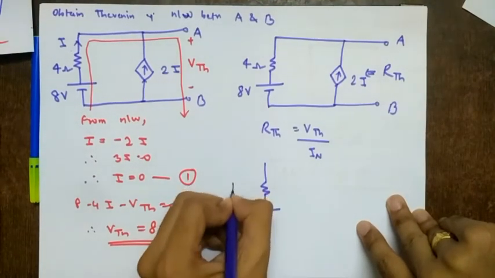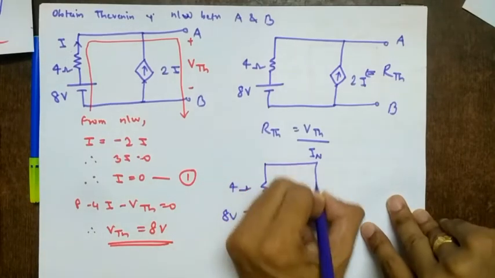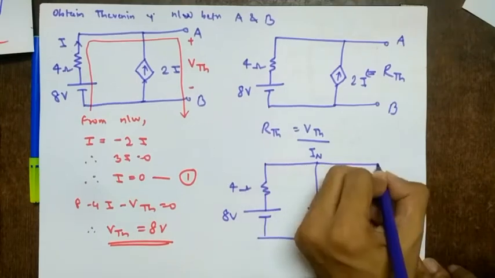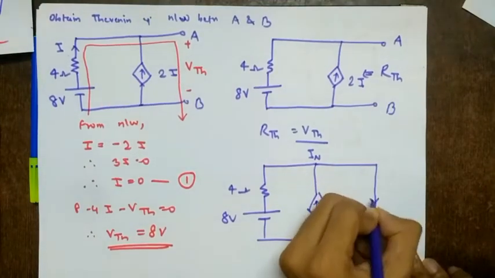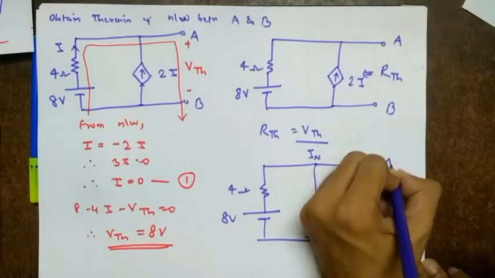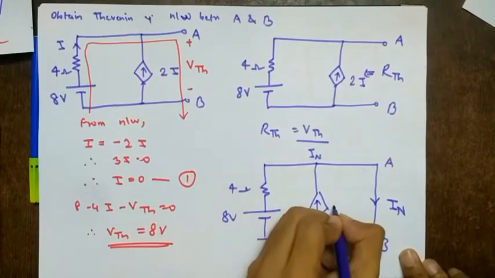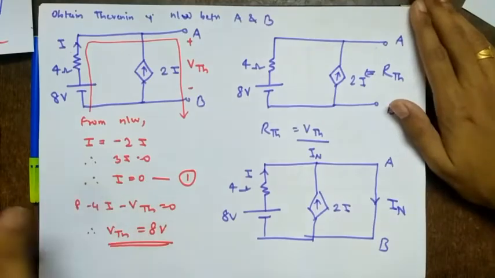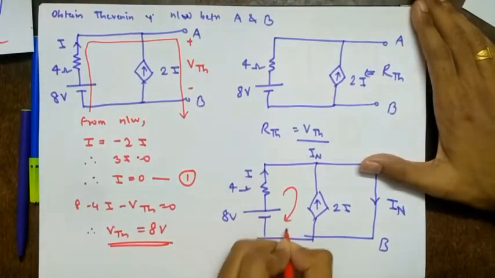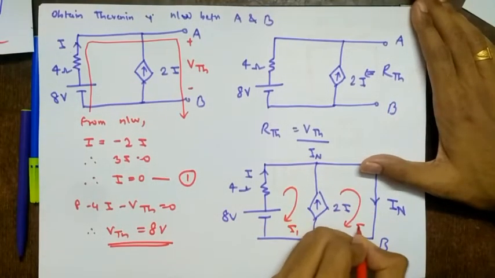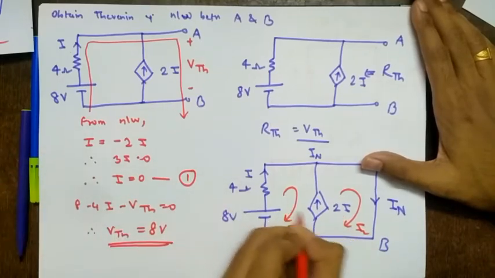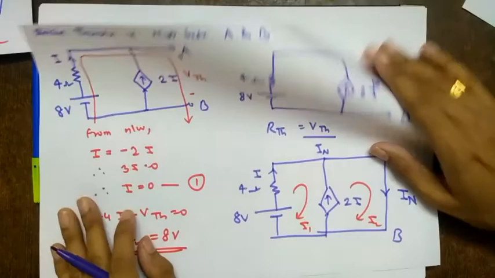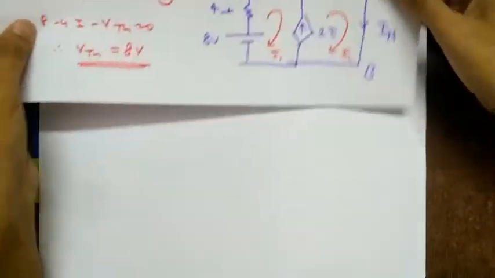So 8 volts, 4 ohms, 2i. This is IN between A, B. This is 2i. This is I. Right? So again, how can we solve this? Take this current I1, this current I2. If you see, there is a current source in between two meshes. So this is an equation of super mesh. This is the sum of super mesh. Right?